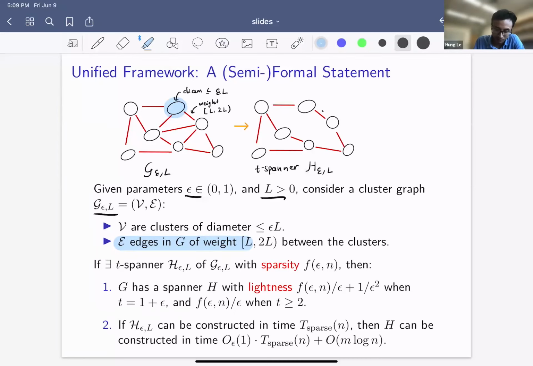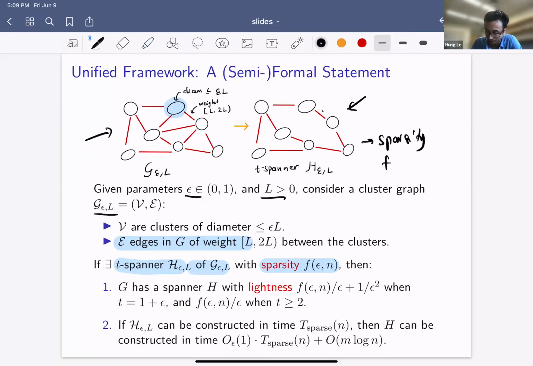Suppose that we are given this cluster graph, something that looks like the cluster graph in the right figure. If we can construct a t-spanner of the cluster graph with sparsity f(epsilon, n), which could depend on epsilon and on n, the number of vertices of the input graph. Remember this is a sparse spanner, so it's often much easier to construct.